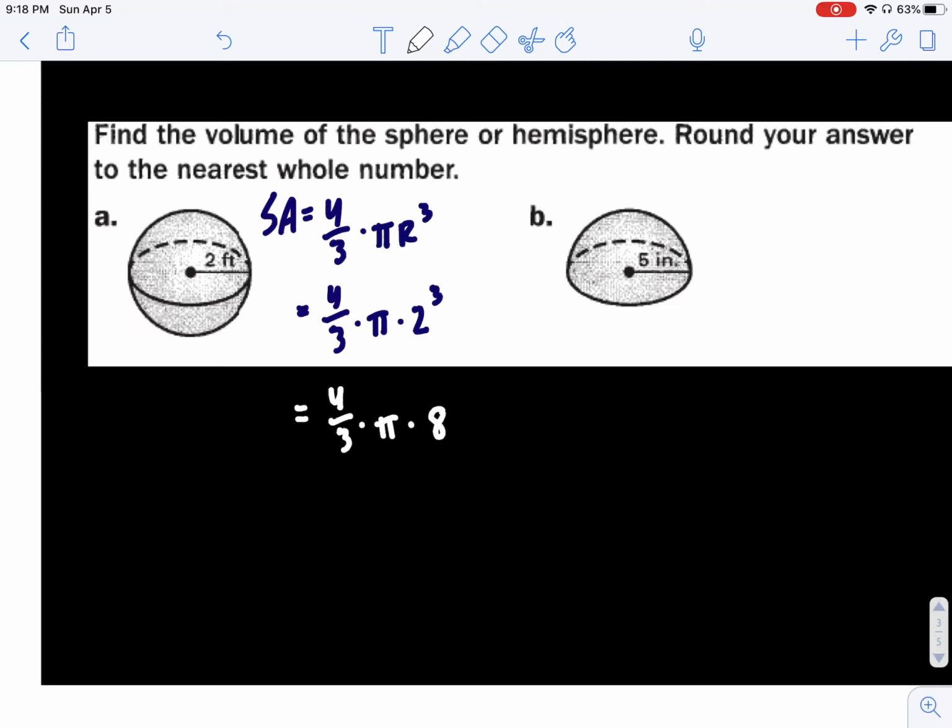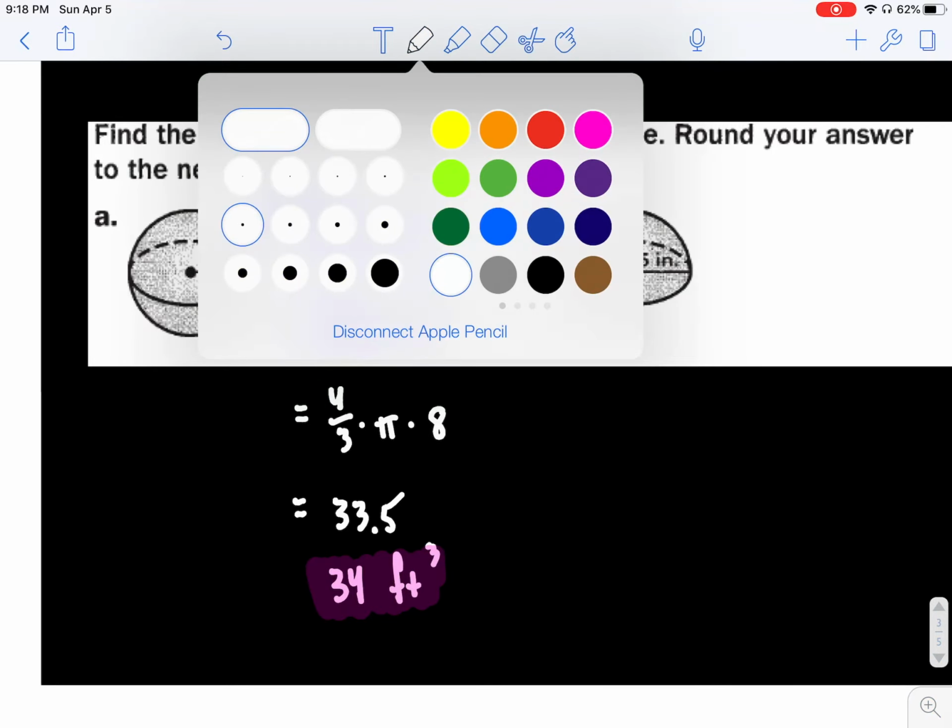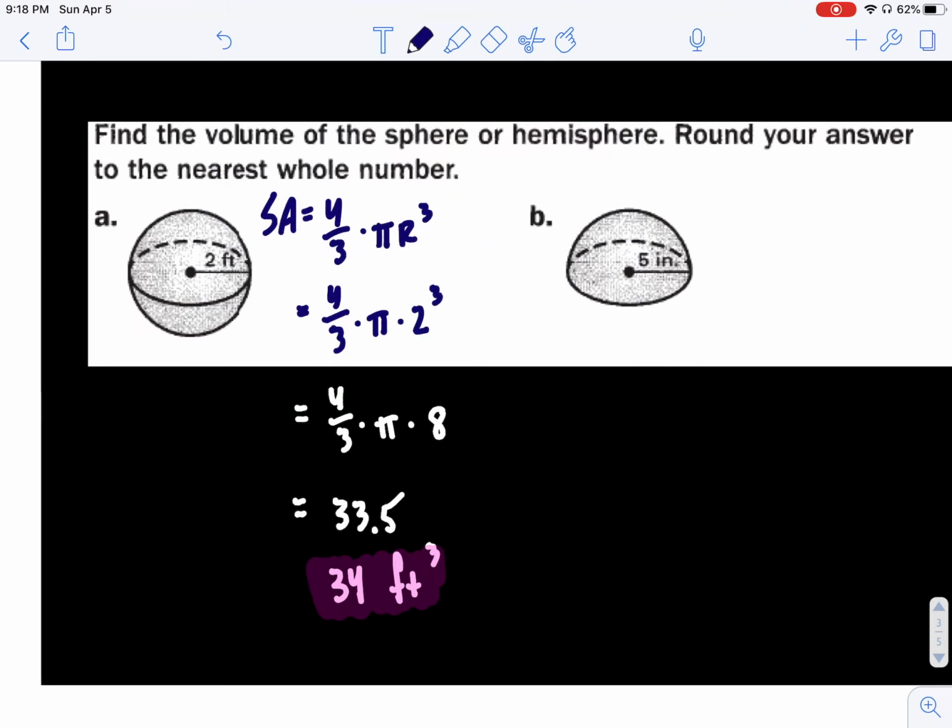Well, let's see if my watch can do all that. 4/3 multiplied by pi multiplied by 8. It's about 33.5103. Boom, 33.5, which rounds up to 34 feet, since it's volume now, feet cubed. 34 feet cubed. So all you have to do is plug in for r. Use your calculator to get the right value when you're dealing with the calculation part.